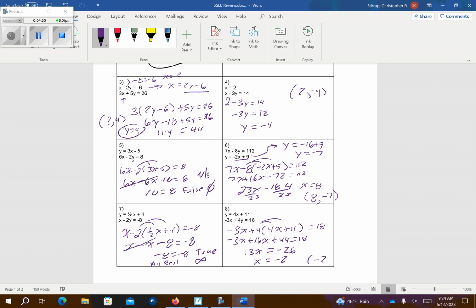So that's the first part of my answer. I'm going to take negative 2, and I'm going to plug it back in for the top one for x. So y equals 4 times negative 2, which is negative 8 plus 11. So that's going to give me 3.